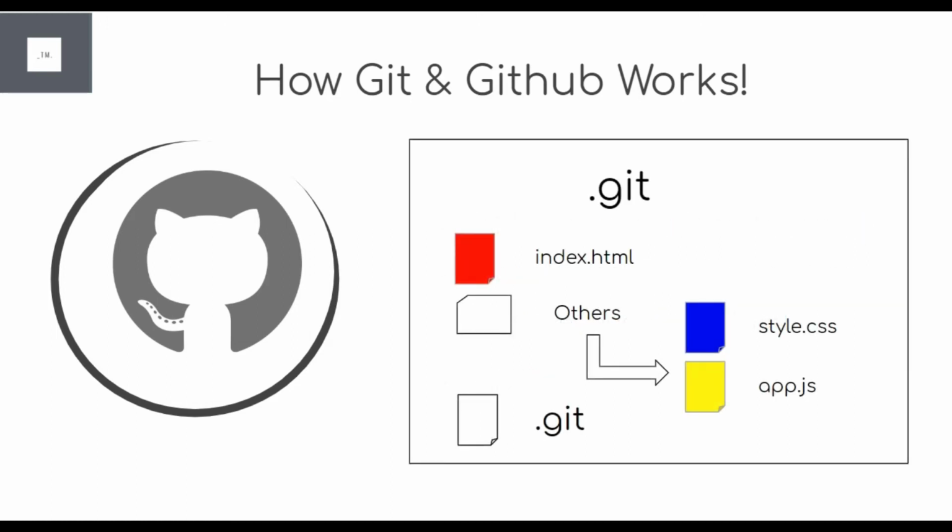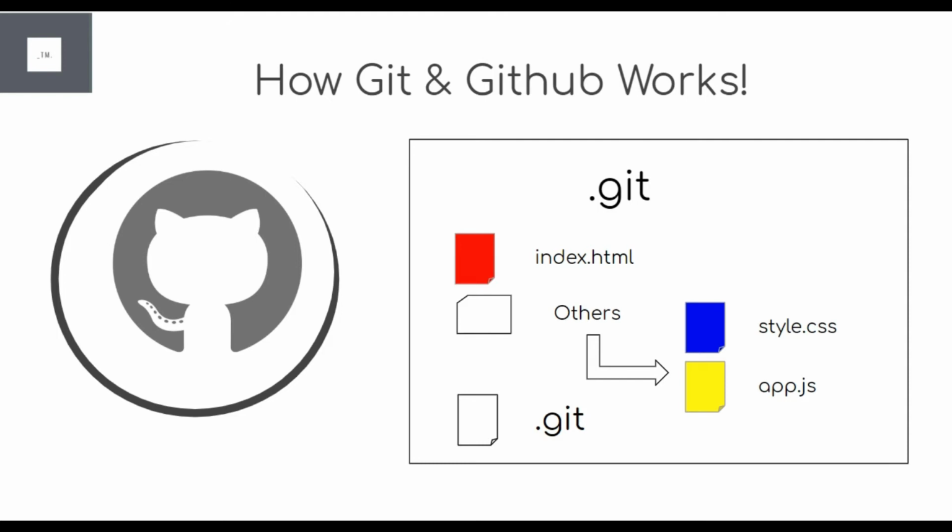Okay, so the .git file. Suppose you have a project and that project contains an index.html file and a folder called others, and it contains style.css and app.js. And once you type git init in your command prompt, it will automatically generate a .git file in your project's folder.